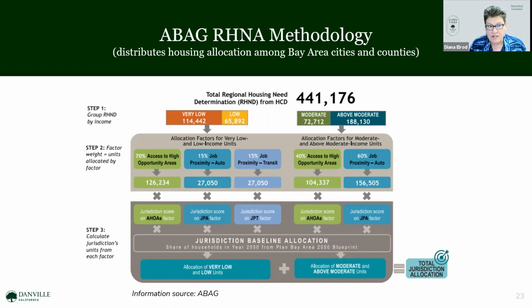Just for a rough explanation, very low and low were given a substantial allocation towards areas with high opportunity and job proximity, either by transit or by car. On the other hand, at the upper income categories, there was less of a reliance on the access to high opportunity areas and a greater emphasis on job proximity by auto, presuming that people who are in moderate or above moderate incomes more likely will have autos to get to work. Next slide, please.